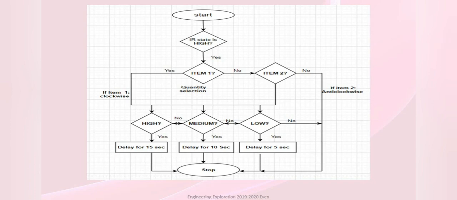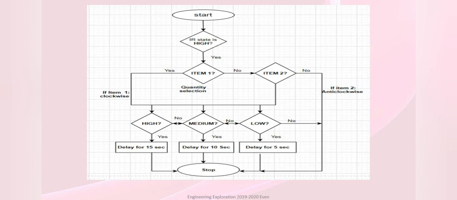If the input is item 1, then further he has to select the quantity he wants. If the quantity is high, the delay for 15 seconds will work for the motor and that much amount of food will fall into the plate. Similarly, if the input is medium or low, then the delay time of 10 seconds or 5 seconds will work and that much amount of food will dispense into the plate.